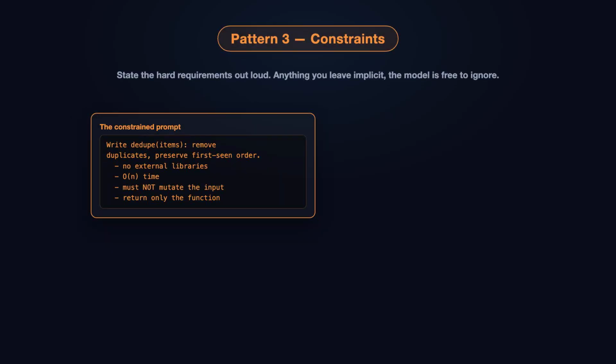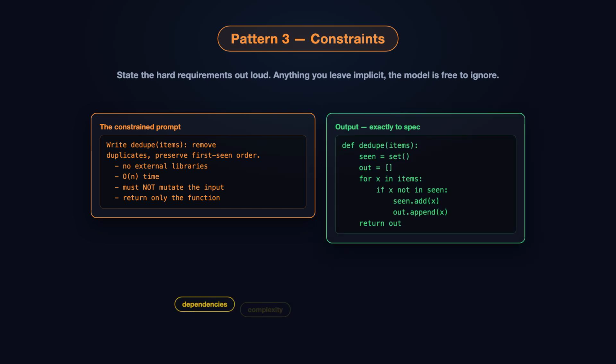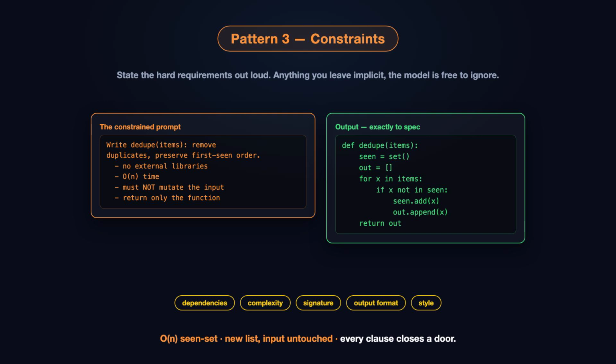Pattern 3, Constraints. Left to its own devices, a model wanders. It'll reach for a heavy library, add an explanation you didn't ask for, or quietly rename your function. Constraints are how you fence it in. Here's the vague prompt: write a function to remove duplicates from a list. Perfectly reasonable, and you'll get something that works, maybe.